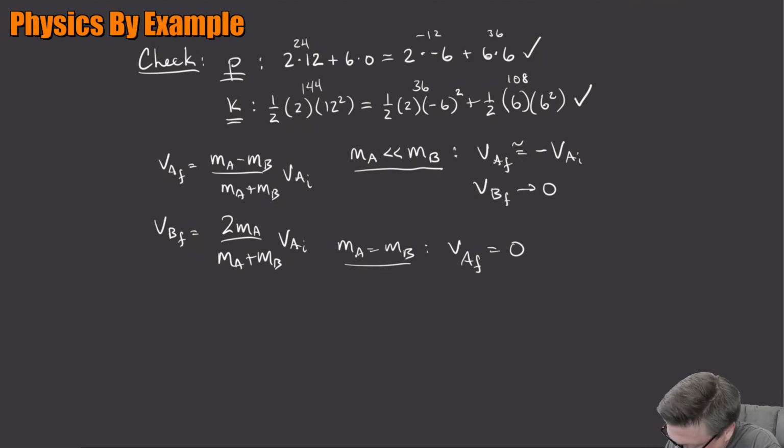What about B? VB final. Let's see, if they're the same, that's just going to be 2 MA over MA plus MB, but they're the same mass, right? So it's just going to be 2 over 2, or 1, just VA initial. Yeah, that's what we expect. So one comes to a stop and the other one goes at the same speed if they're the same mass. Neat. Okay, what about this one?